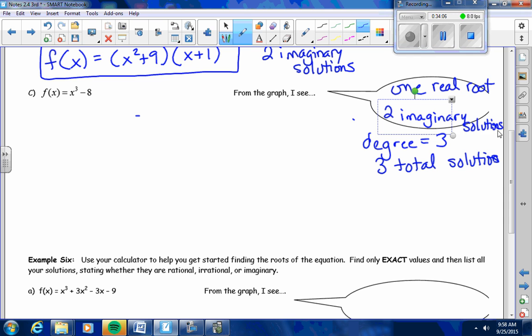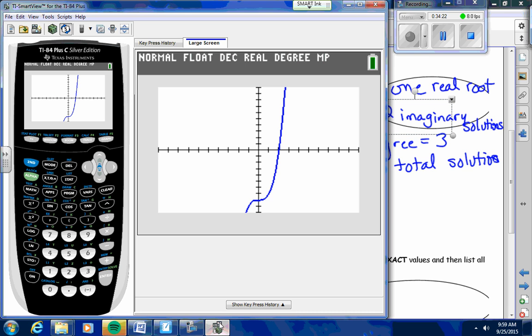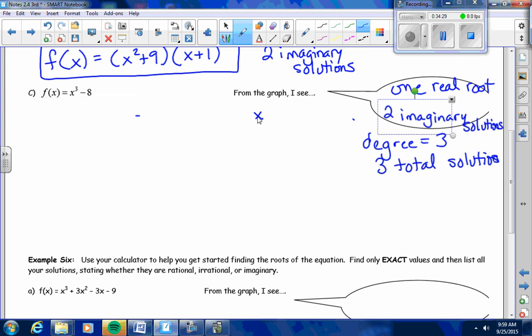Now, just as a side note, imaginary solutions always come in pairs. So it would either have to be 2 imaginary, or 4 imaginary, or 6 imaginary. You'll never just have 1 imaginary solution. They always come in pairs. Okay, well, what is that root that we just saw? Where is it occurring at? At positive 2. Okay, so we see that root is at x equals 2.